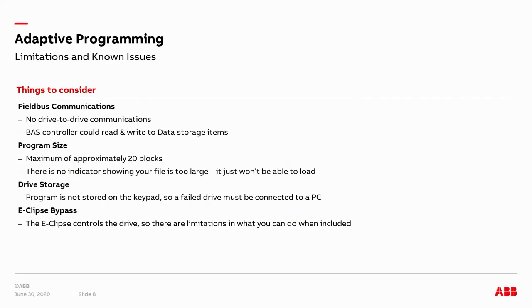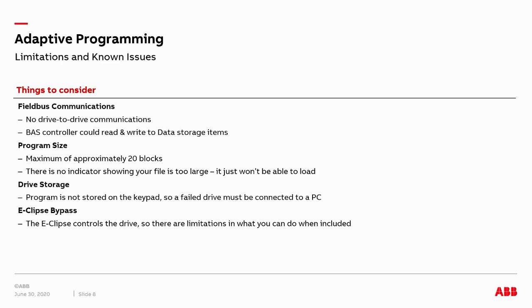Here are some things to consider. These are limitations and known issues of adaptive programming. I always like to share these ahead of time just so people don't jump into the deep end thinking this is going to solve a problem and then it ultimately creates new problems for you. First and foremost, fieldbus communications. There's no drive-to-drive communication capabilities within adaptive programming. I can't go and query another drive, grab that information, and utilize it in my adaptive programming.